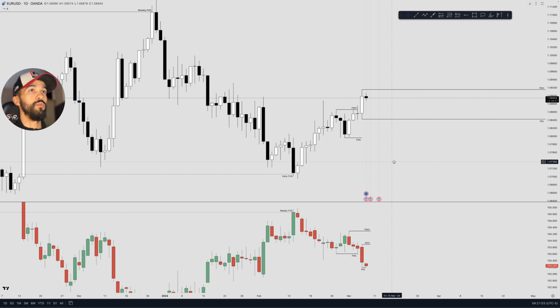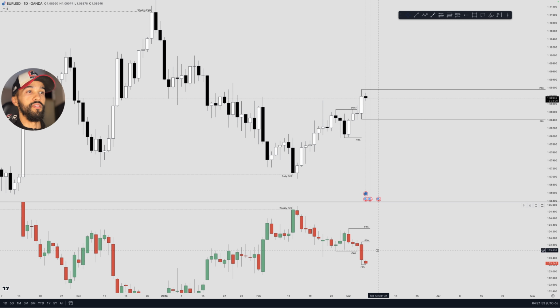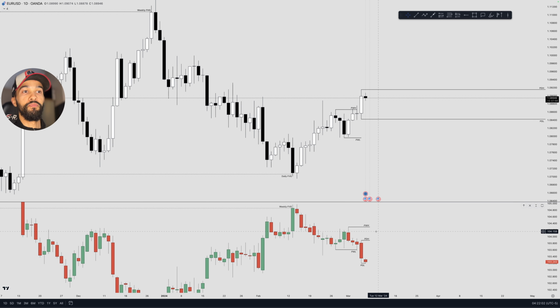Now what can we see? We can see that yesterday we closed with this massive bullish candle on EU and obviously massive bearish candle on DXY. Now so far today we haven't moved much, but what we can see is that we have our previous daily highs and lows on both DXY and EU. However, DXY has already swept its previous daily low. You'll see that clearer on the lower time frame, but just to let you know.